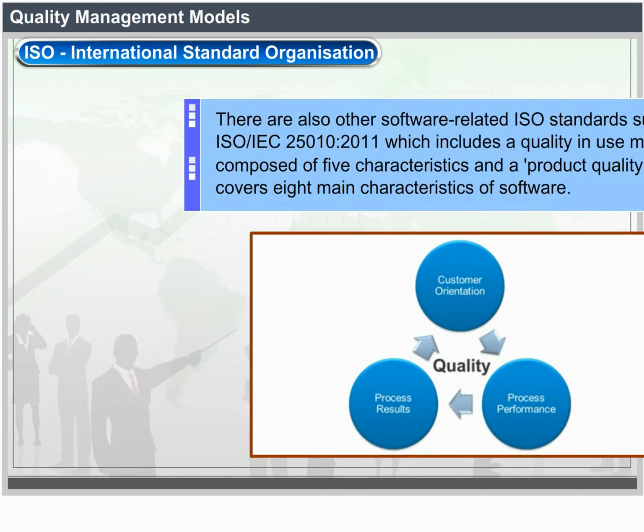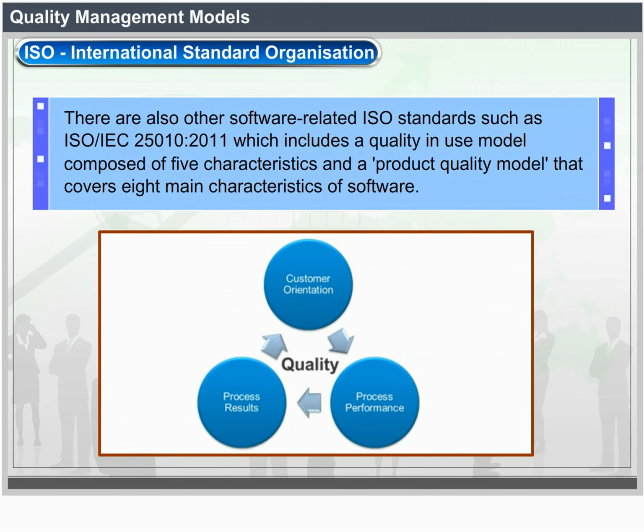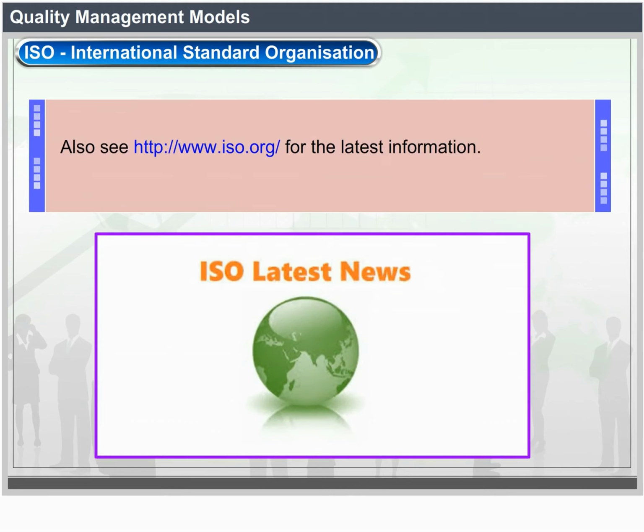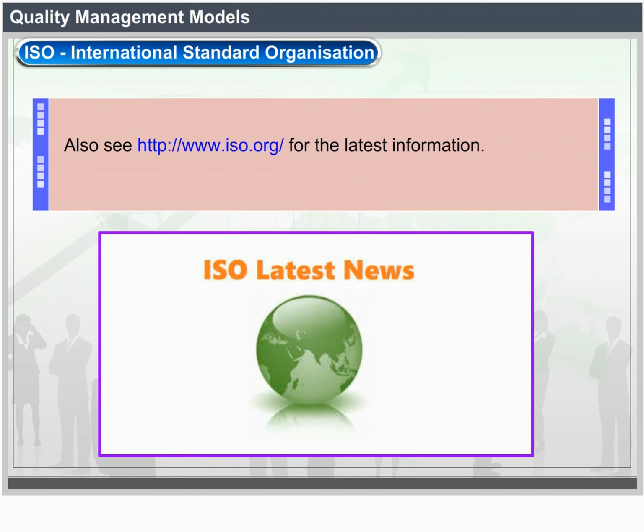There are also other software-related ISO standards such as ISO IEC 25010:2011, which includes a quality in use model composed of 5 characteristics and a product quality model that covers 8 main characteristics of software. Also see http://www.iso.org for the latest information.